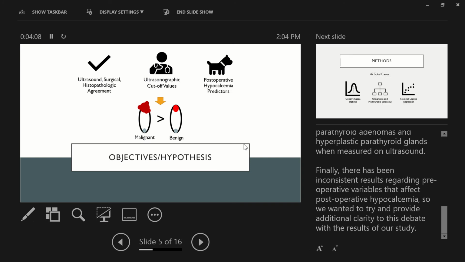And then finally, there have been inconsistent results regarding preoperative variables that affect postoperative hypocalcemia. So we wanted to try and provide additional clarity to this debate with the results of our study using the data that we had already collected.